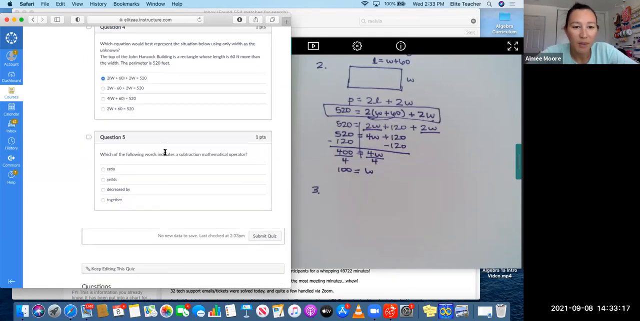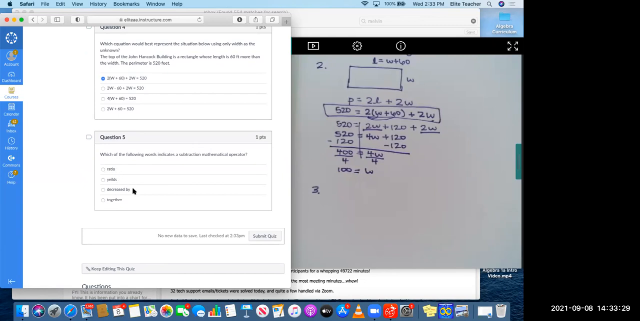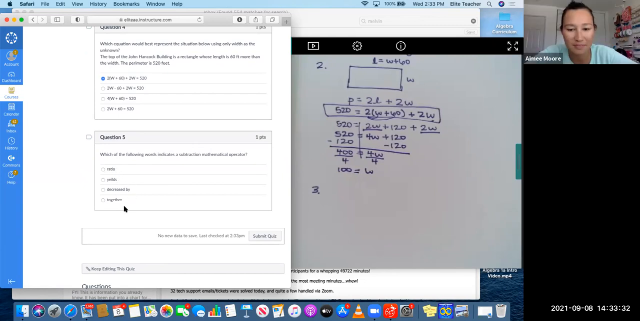Okay, which of the following words indicates a subtraction mathematical operator? So when you hear which of these words will you subtract? Which of these words tells you to subtract? So ratio, yields, decreased by, or together? Decreased by. Excellent. Yep. So if it says it decreased by, that means you're going to subtract. Very good, John.